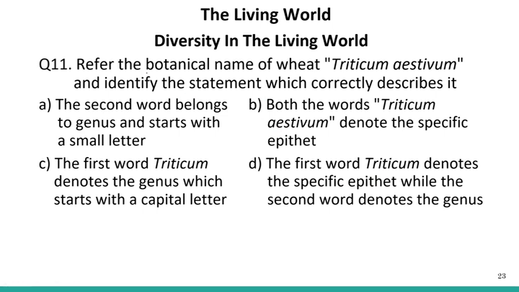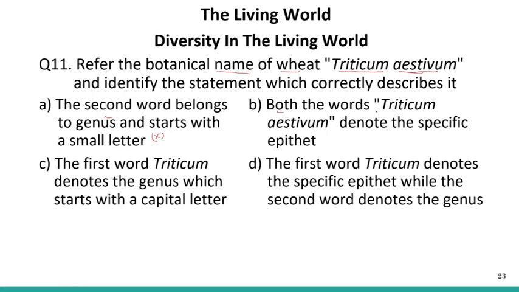Now the next question is, refer to the botanical name of wheat. Triticum aestivum is the botanical name of wheat. Since we are talking about a plant, we talk about the botanical name. If we talk about an animal, we say zoological name. So the options are: the second word belongs to genus and starts with a small letter. Again, not correct.